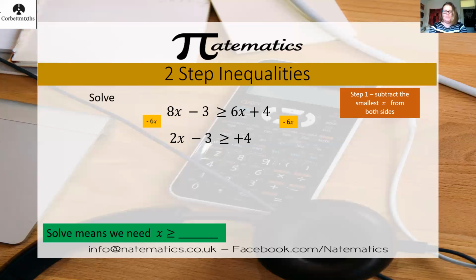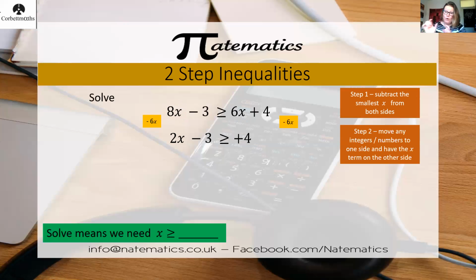Okay, so the next step is to move any integers or numbers. I say numbers because it's not always integers in these equations, however, most of the time they are. Move them so that we end up with the term that has an x in it on one side and everything else on the other.